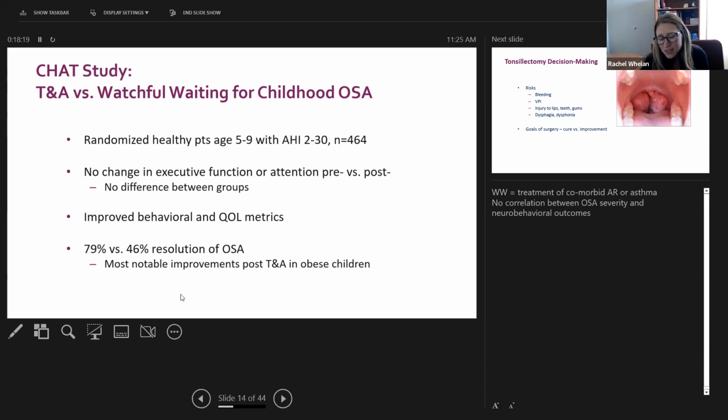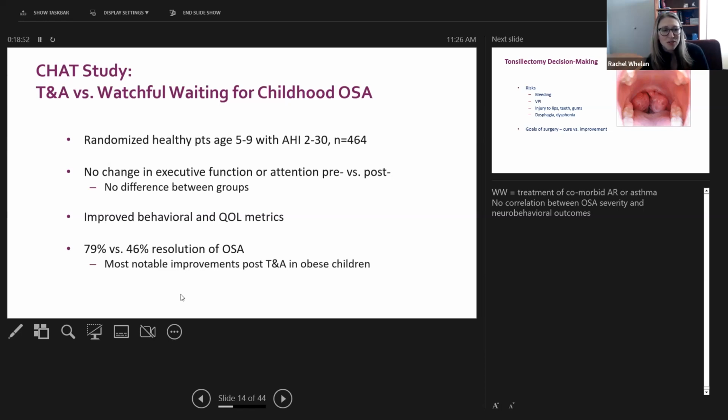And the other surprising thing that the study brought up was that the most notable improvements that we saw were actually in obese children. Usually from the surgical side of things, and also our medical colleagues, tend to get less excited about taking out tonsils in obese children because the overwhelming thought is that they're going to be at such high risk for residual OSA, and perhaps we'll need the CPAP anyway. So is it really worthwhile? And this study suggested that, yes, it's worthwhile.